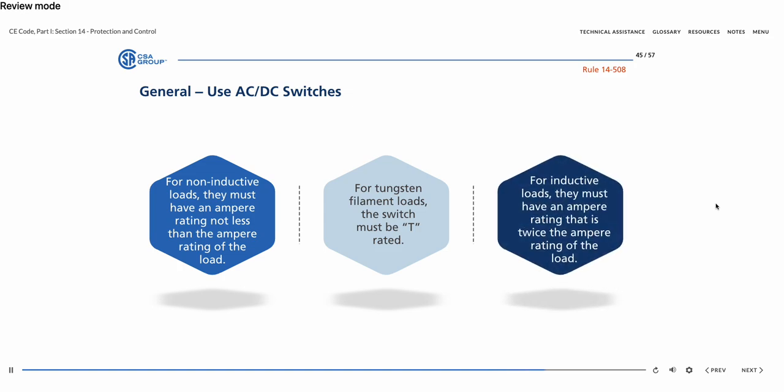Inductive loads require the switch to be derated. Any switching of an inductive load requires the switch to have an ampere rating that is twice the ampere rating of the load.